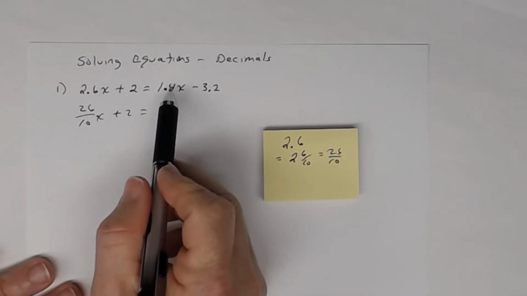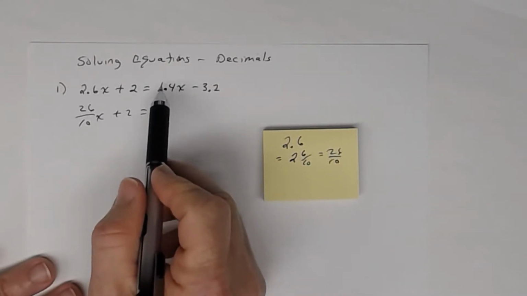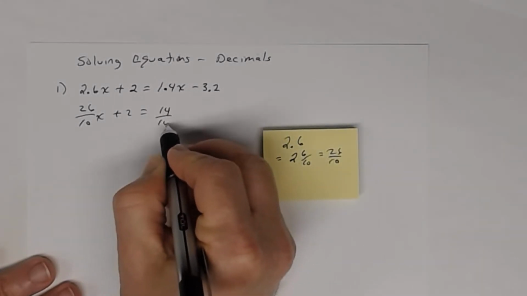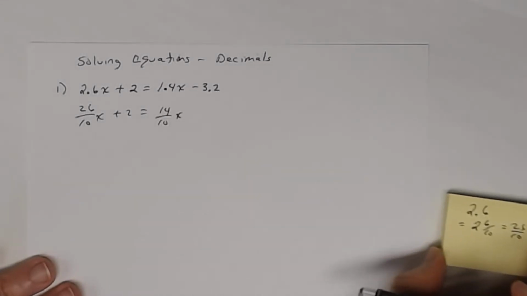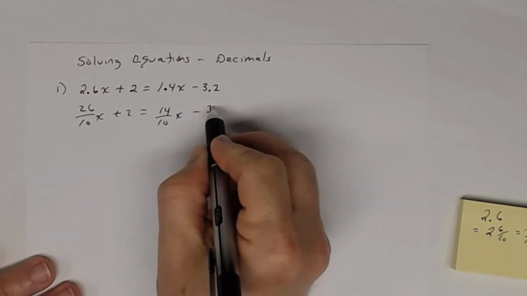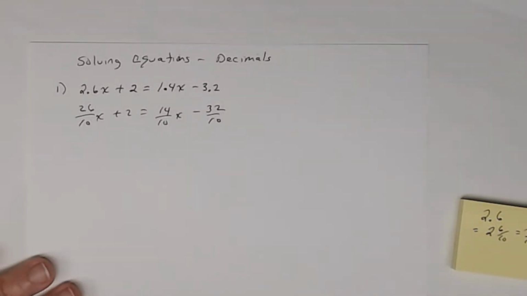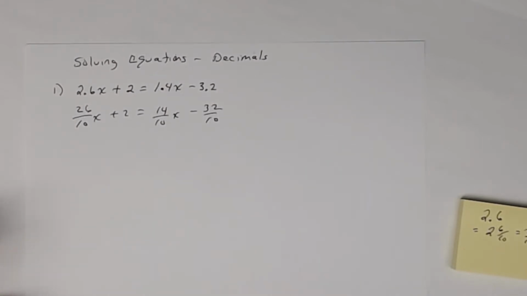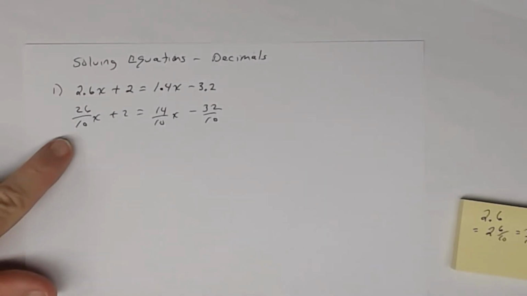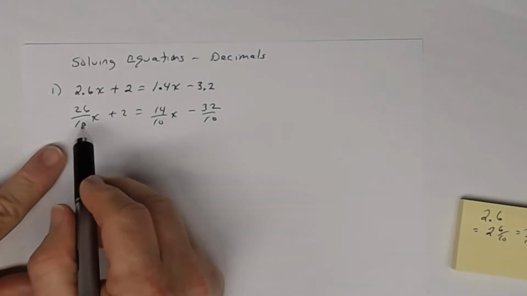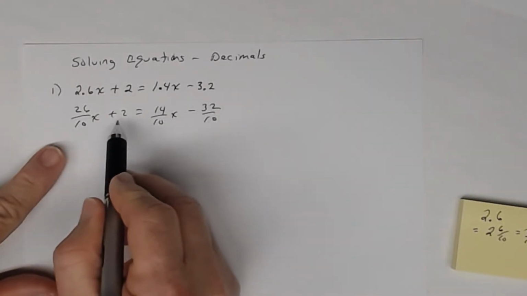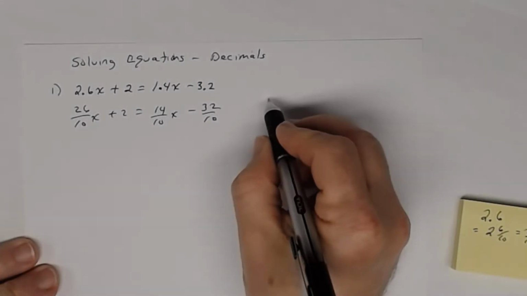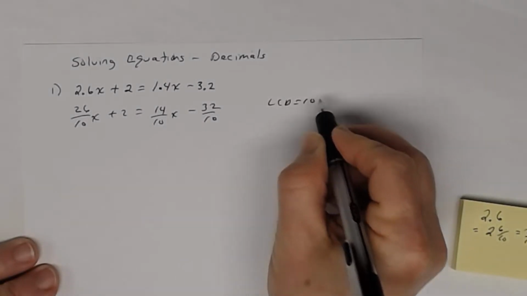So 1 and 4/10 means 14/10. So that's 14/10 x, and then minus 32/10, right? Okay, and then all you do is do this just like you did the previous problem. So the least common denominator is 10. So you look at your denominators. You have 10. This is 2 over 1. So that's 1, 10, and 10. So your least common denominator is 10.